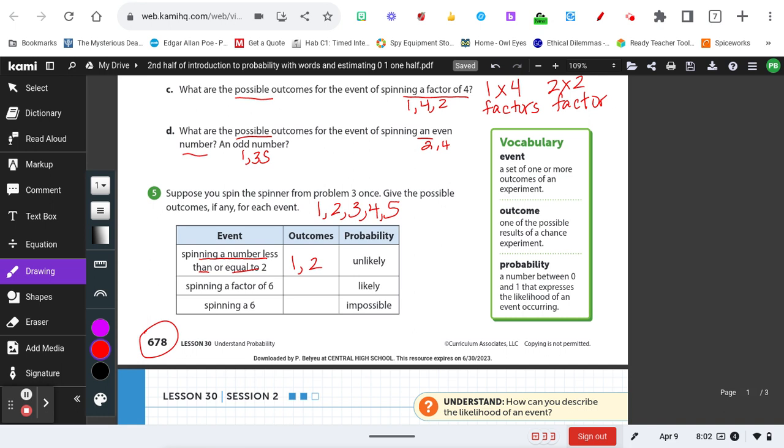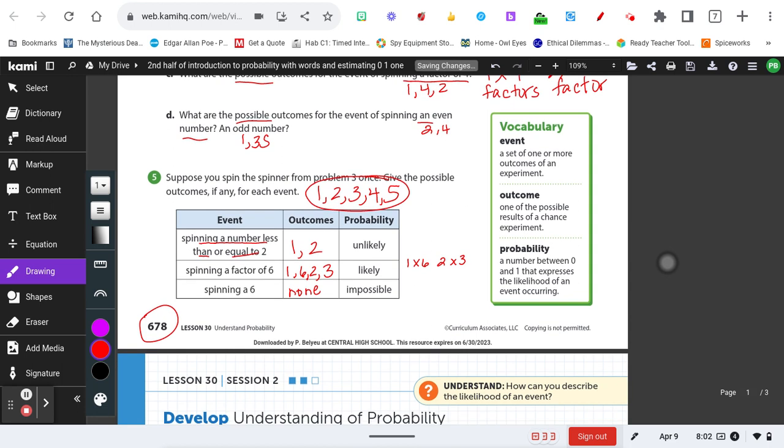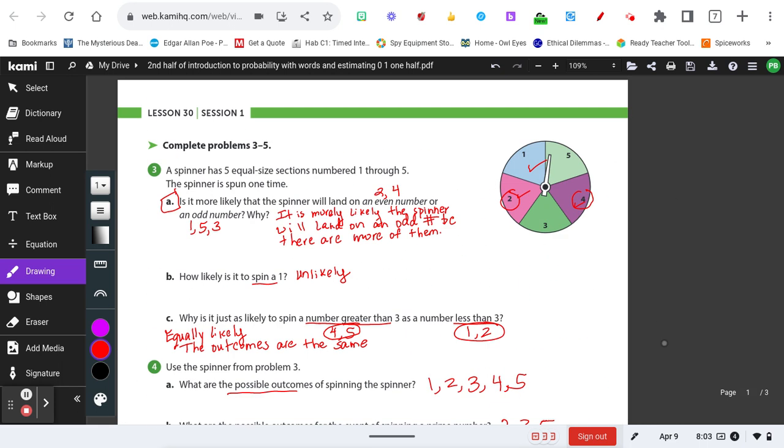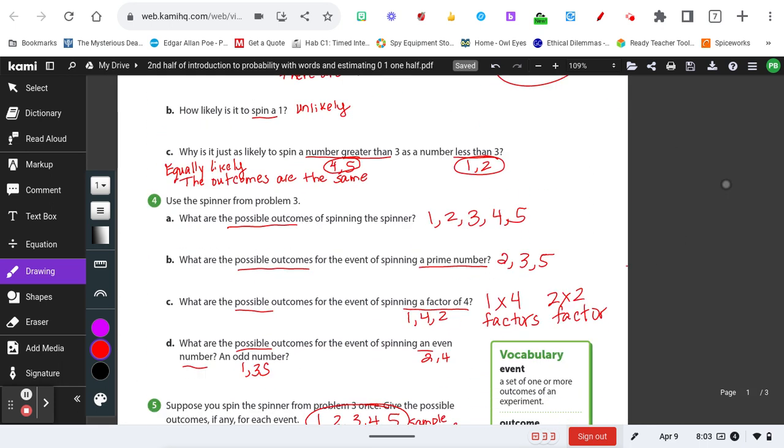Spinning a factor of 6. So you think about factors of 6. 1 times 6 and 2 times 3. So 1, 6, 2, and 3. Well, that's almost all of them. That's 4 of the 5 numbers, so that's likely. All right, spinning a 6. Okay, there are none. There are no 6s. So it's impossible to spin a 6. There are no 6s in this sample space, okay? This is what you call sample space. This whole thing is a sample space.